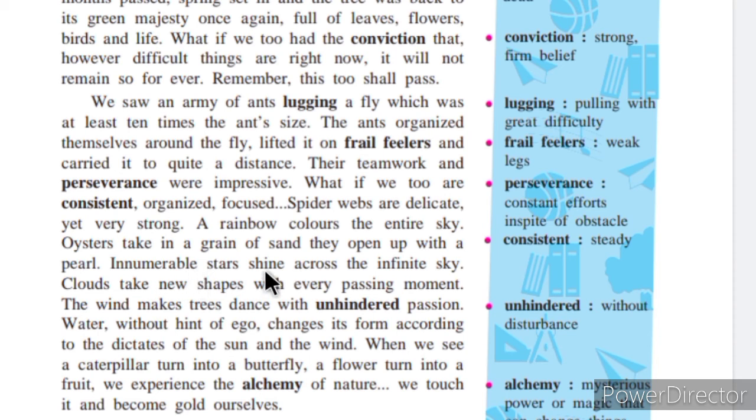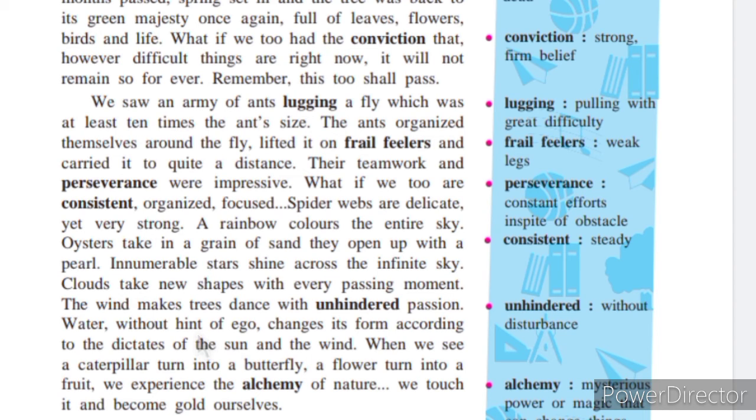Innumerable stars shine across the infinite sky. Clouds take new shapes with every passing moment. क्लाउड्स अपने आप को एडजस्ट करते हैं, अलग अलग शेप्स लेते हैं विंड के हिसाब से. That's the reason they are living here. So we should also always adjust with the time and situation. We should not say why only me, why not me, like this we have to say.